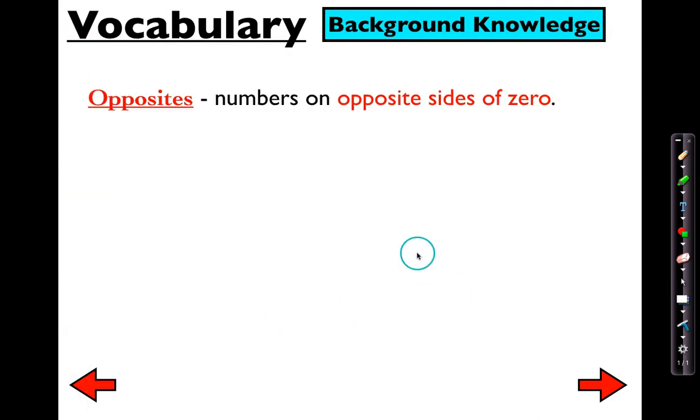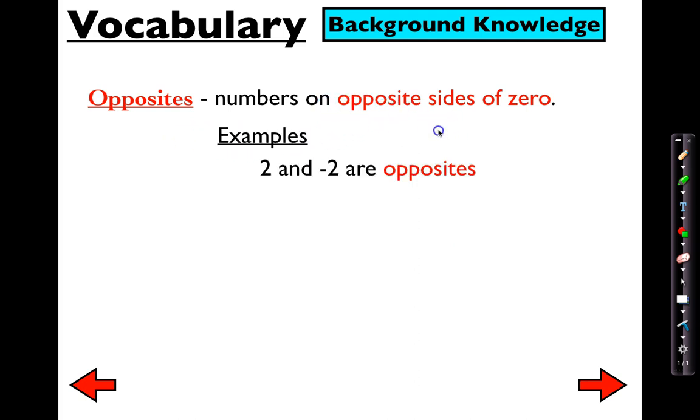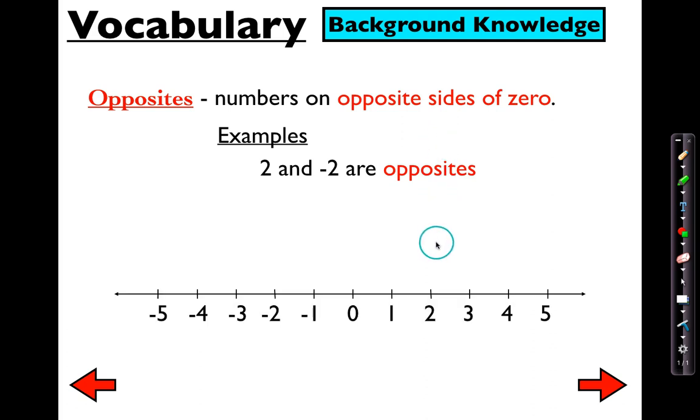Okay, so more background knowledge of vocabulary. Opposites are numbers on opposite sides of zero. So for example, 2 and negative 2 are examples. Here, I can give you a visual. 2 is here, and negative 2 would be in the opposite direction. So instead of 2 to the right, I would go 2 to the left. That would make it a negative 2. So they are on opposite sides of 0. Negative 9 and 9 are opposites.